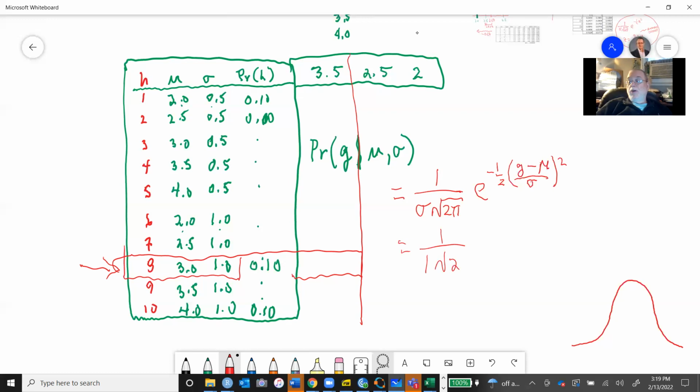2 times 3.14. That's a repeating, not a repeating number. We won't talk about whether it's rational or not today. E is a minus 1/2. G is 3.5 as it deviates from a mean, hypothesized mean, by the way, of 3, scaled by a hypothesized sigma, not the one in the data. It's the one in our hypotheses.